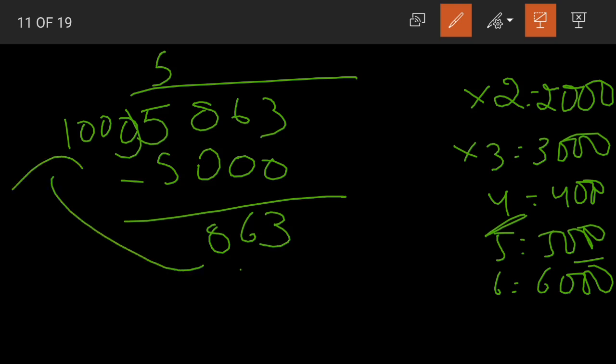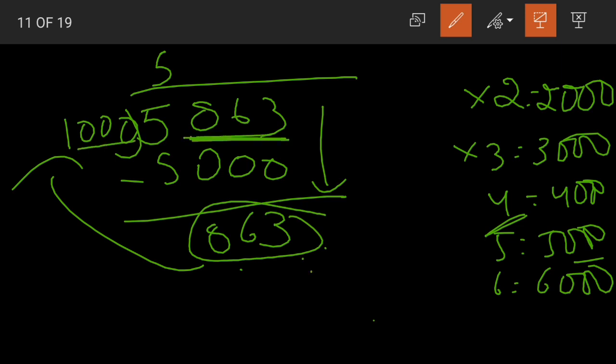863 is less than 1000. We cannot divide it further. So 863 will become our remainder. Now, 863 are the last 3 digits of the given number. So this proves that whenever we divide a number by 1000, the last 3 digits become the remainder.